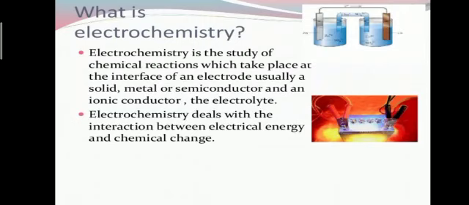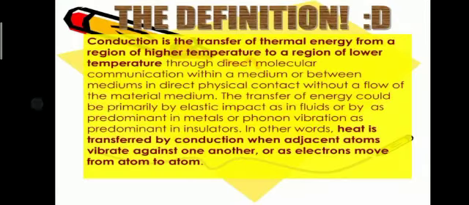So electrochemistry is the study of chemical reactions which take place at the interface of an electrode, usually a solid, metal or semiconductor, and an ionic conductor, that is the electrolyte. Electrochemistry deals with the interaction between electrical energy and chemical energy. In general, in the production of electricity, some chemical changes occur in the chemical reaction. As a result, electric current is produced, and this branch of chemistry is called electrochemistry.